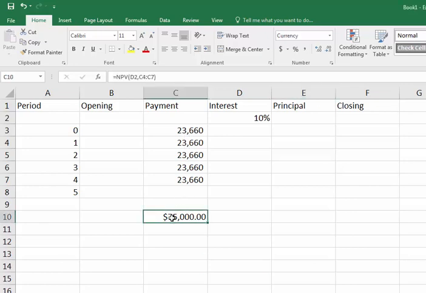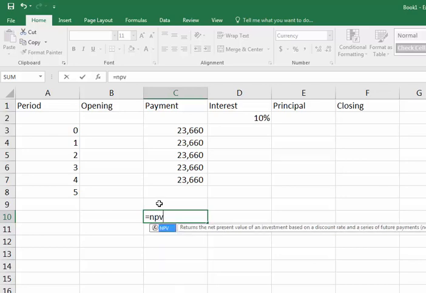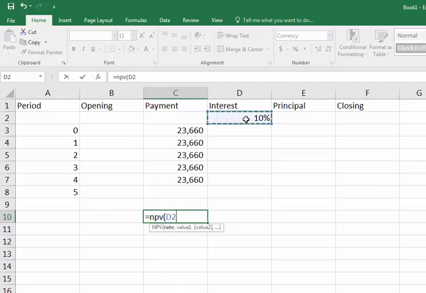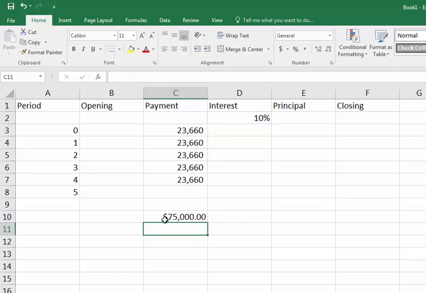Now what we need to do now is to work out what is the value of those payments in advance. So I'm going to calculate the net present value of the cash flows equals NPV, and I'm going to put in the interest rate and the cash flows that need to be discounted. Now because we have a payment in advance, I need to exclude the first cash flow, and that tells me that the present value of the cash flows after the initial payment in advance is $75,000.